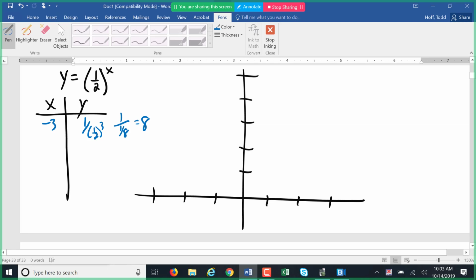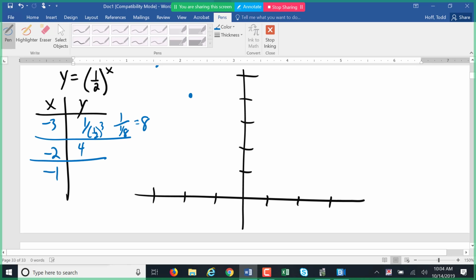So that gives us the ordered pair -3, 8, which is actually up off the top of our graph right now. At -2, we have the same type of thing. 1/2 to the power of -2 is 4. So at -2, we're at 4.